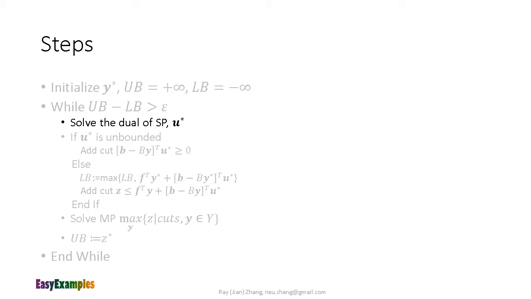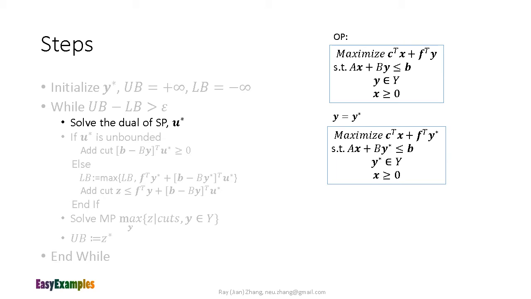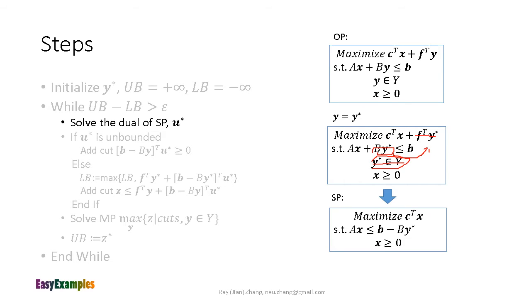The first step in each iteration is solving the dual of the subproblem, and the optimal dual solution is denoted as u star. So what is the definition of the subproblem? Recall this form of the original problem. When y equals y star, this y term in the objective function is not necessary, so we can remove it. This y only constraint is also not necessary, we can remove it. This y term is constant, so we can move it to the right hand side of this inequality. After all the transformation, we have a new form, and this is the form of the subproblem.